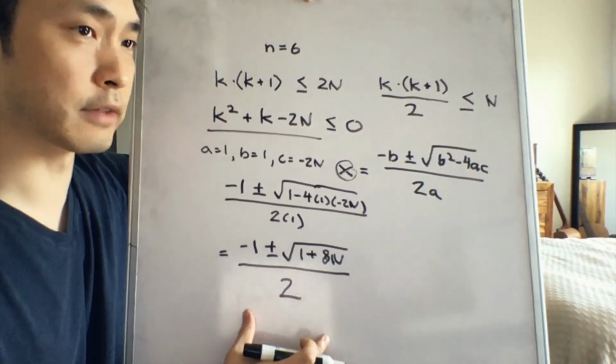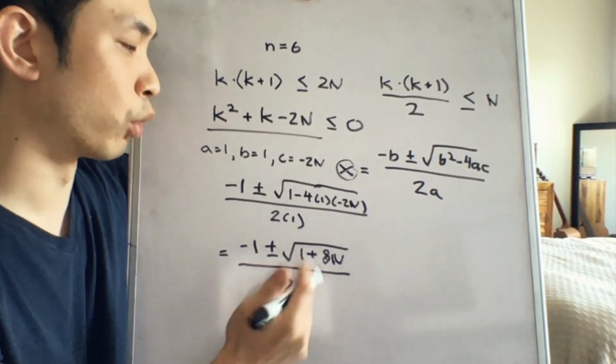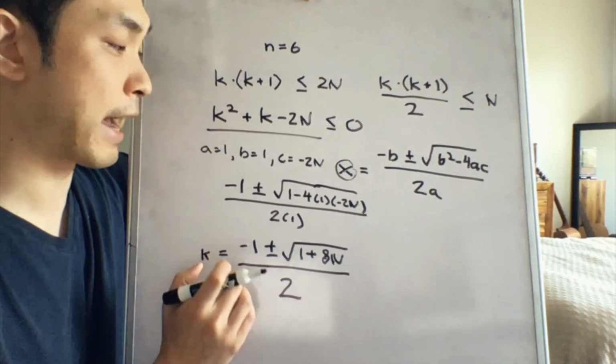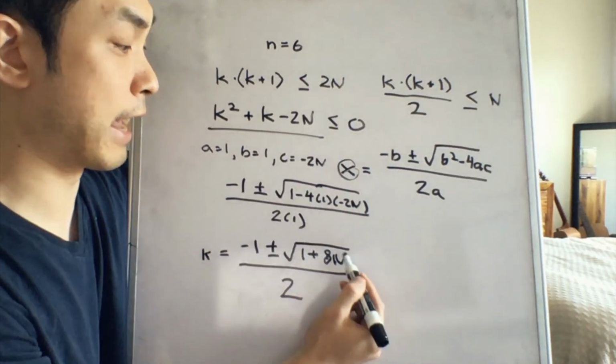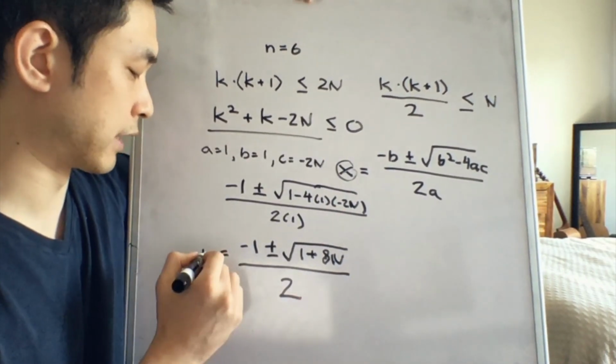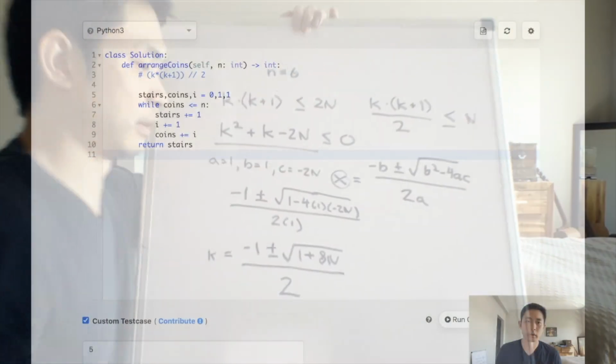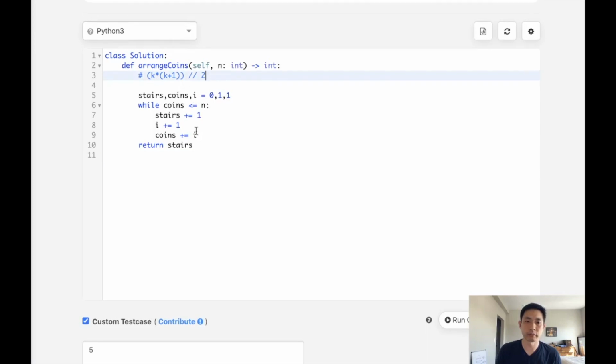Now this we can actually take advantage of to get the floor of whatever k is generated. And using that, since we already have been given n, which is the number of coins, we just find the floor of this k and return that as well. All right, so now that we have our equation, let's write up our binary search.